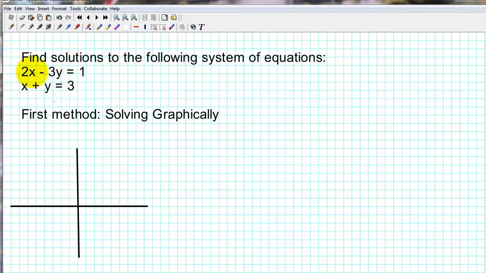If we take our first equation and hide the y, I've got 2x equals 1, so my x-intercept is 1/2. And if I hide the x, I've got negative 3y equals 1, so my y-intercept is negative 1/3. These points are fairly close together, so I'll do my best to get a line that goes through them.